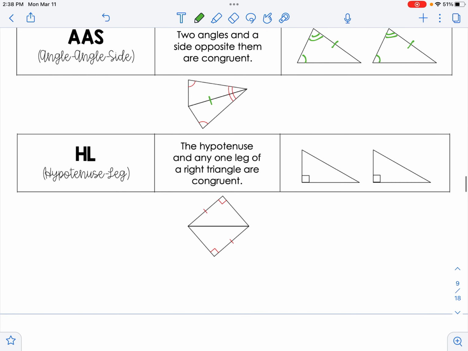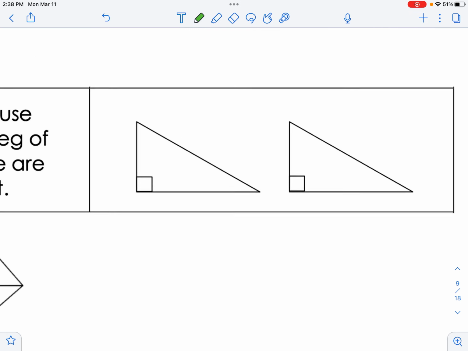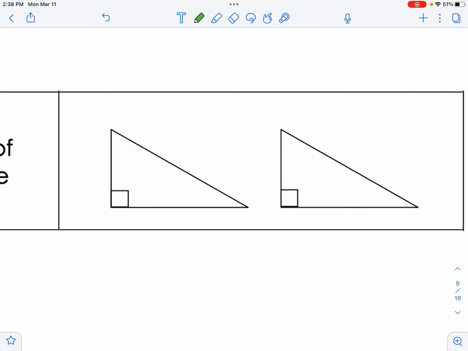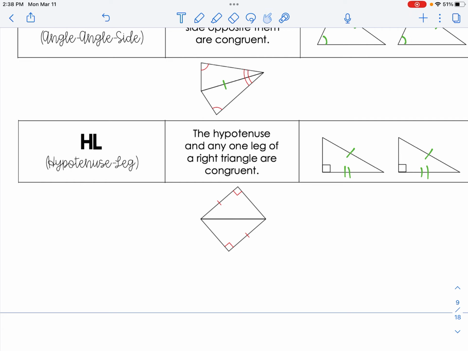Okay, and then lastly, hypotenuse leg. Hypotenuse leg only works for right triangles. It has to be a right triangle, so that's a super important part because you only have a hypotenuse when you have a right triangle. So in order for this to work, the hypotenuse and any one leg of the right triangle are congruent. So I have two right triangles, first part, and then the hypotenuses have to be the same, and either one of the legs. So it could be this one and this one, or you could say this one and this one. Doesn't matter. But if you have hypotenuse and a leg, then you can say, hey, they're congruent.